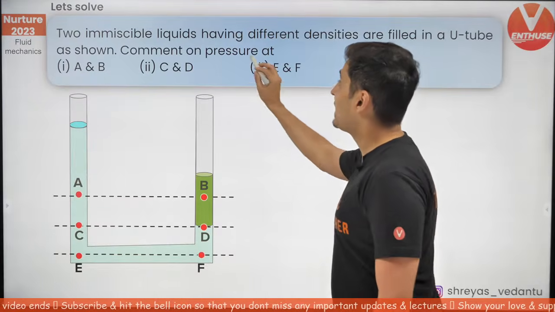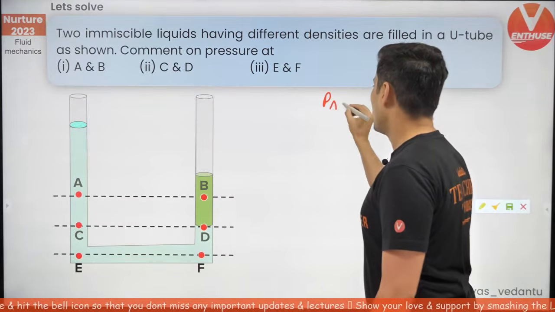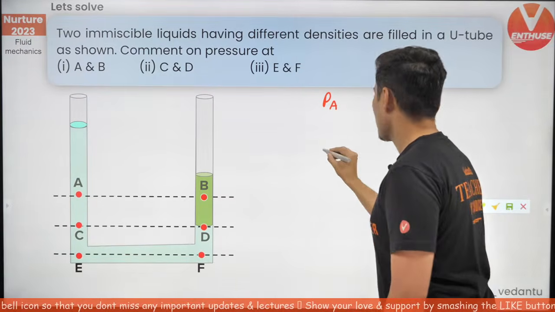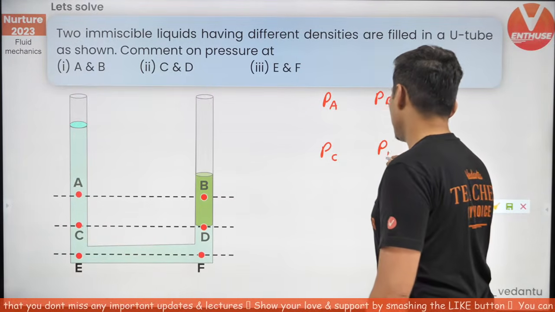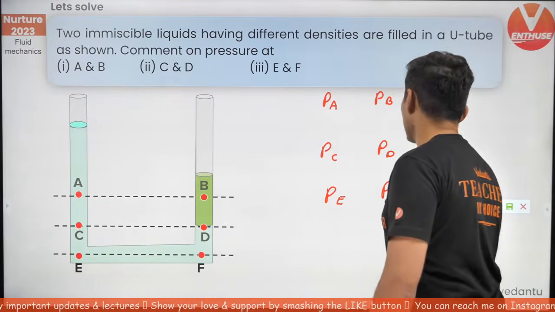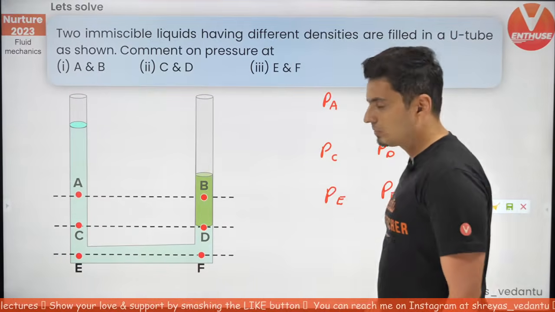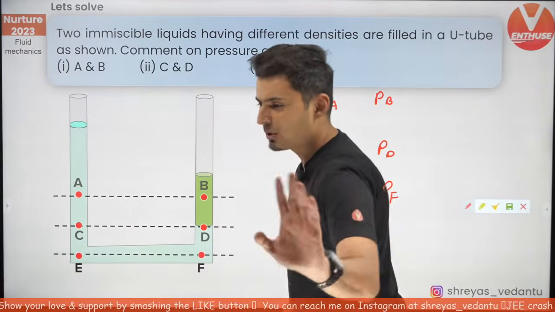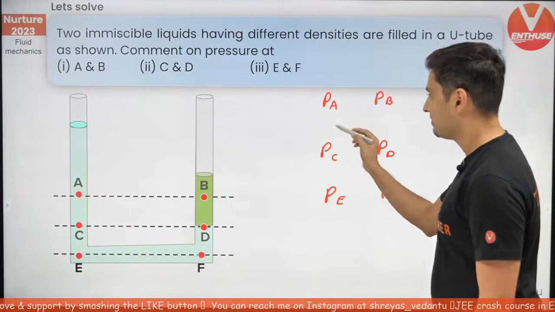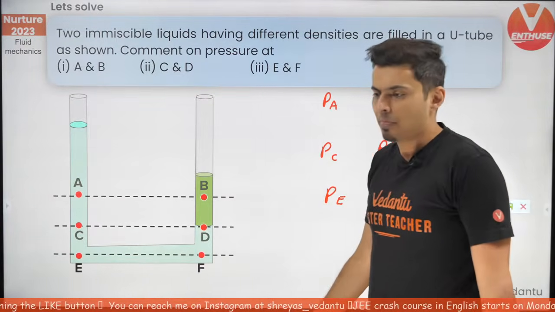Comment means which one is more, which one is less. So pressure at point A, pressure at point B, pressure at point C, pressure at point D, pressure at point E, pressure at point F. What symbol should I put over here? More, less, equal to? That's what the question is. It's not about C and D. What should I put for, let's say, E and F or A and B?